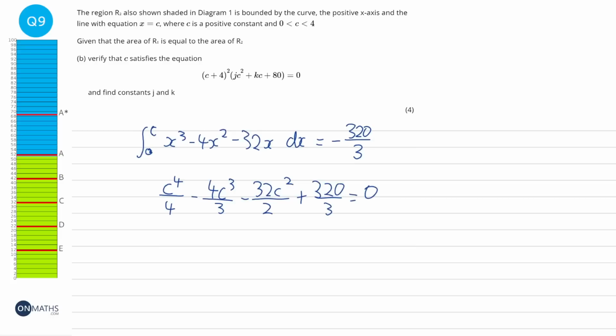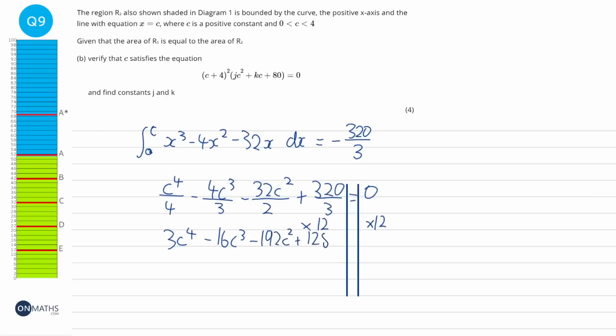Okay, next we need to make these non-fractions, given the fact we're probably going to have to deal with integer coefficients for the next part. So I can times them all by 2, 3 and then 4, but if you notice 12 is in all of those, so I can just times both sides by 12, and that will give me 3c to the power of 4 minus 16c cubed minus 192c squared plus 1280.